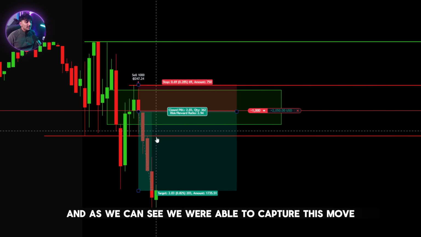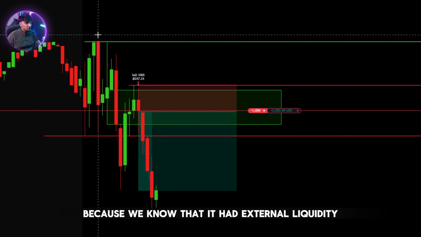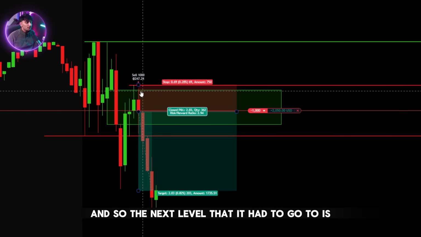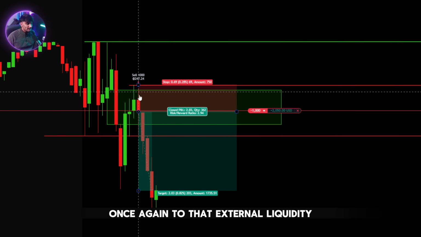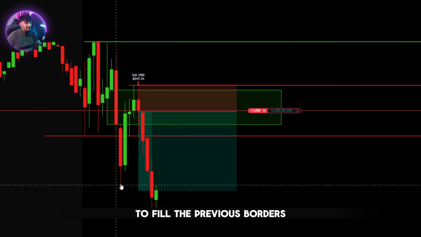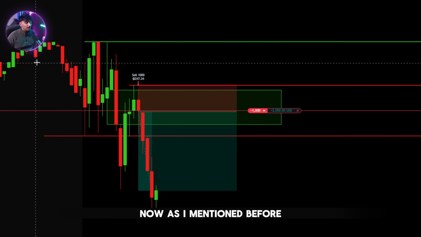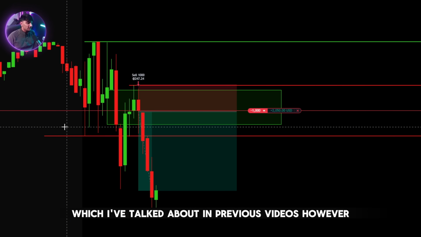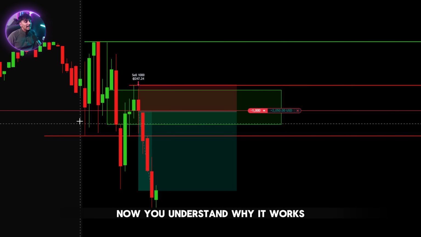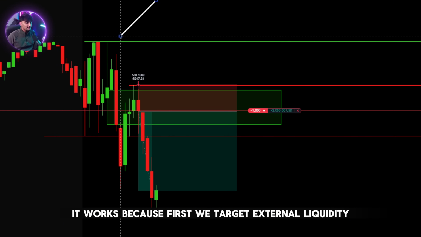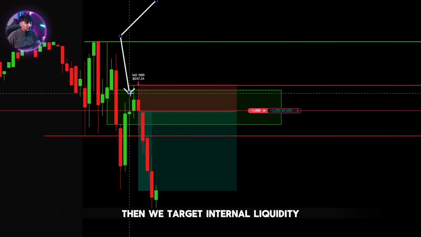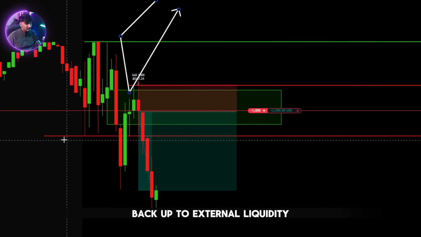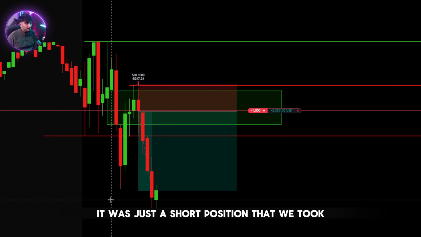And as we can see, we were able to capture this move because we know that it had external liquidity. It broke the external liquidity, targeted internal liquidity. And so the next level that I had to go to is once again to that external liquidity to fill the previous orders. Now, as I mentioned before, this also coincides with the 5-minute opening break and retest strategy, which I've talked about in previous videos. However, now you understand why it works. It works because first we target external liquidity, then we target internal liquidity, and then we want to make a move back up to external liquidity. And in this case, it was just a short position that we took.